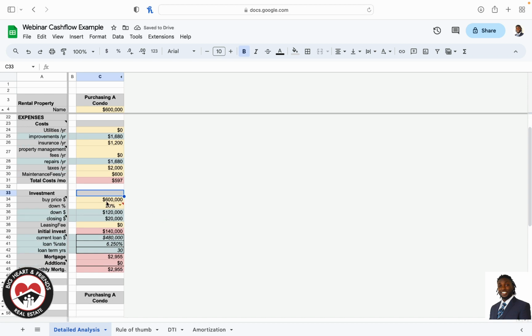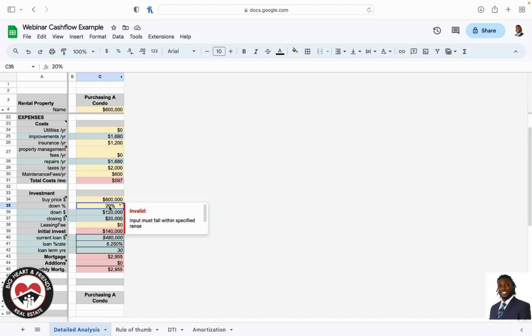Investment. So I'm going to walk through it with this one, and then for the videos moving forward, you'll have a grasp understanding. It's going to be very similar. So $600,000 was the price we said we're going to purchase for. We're going to put down 20%, so that'll be $120,000 down payment. Closing $20,000. Let's say we have $20,000 for closing costs. Your initial investment will be $140,000.